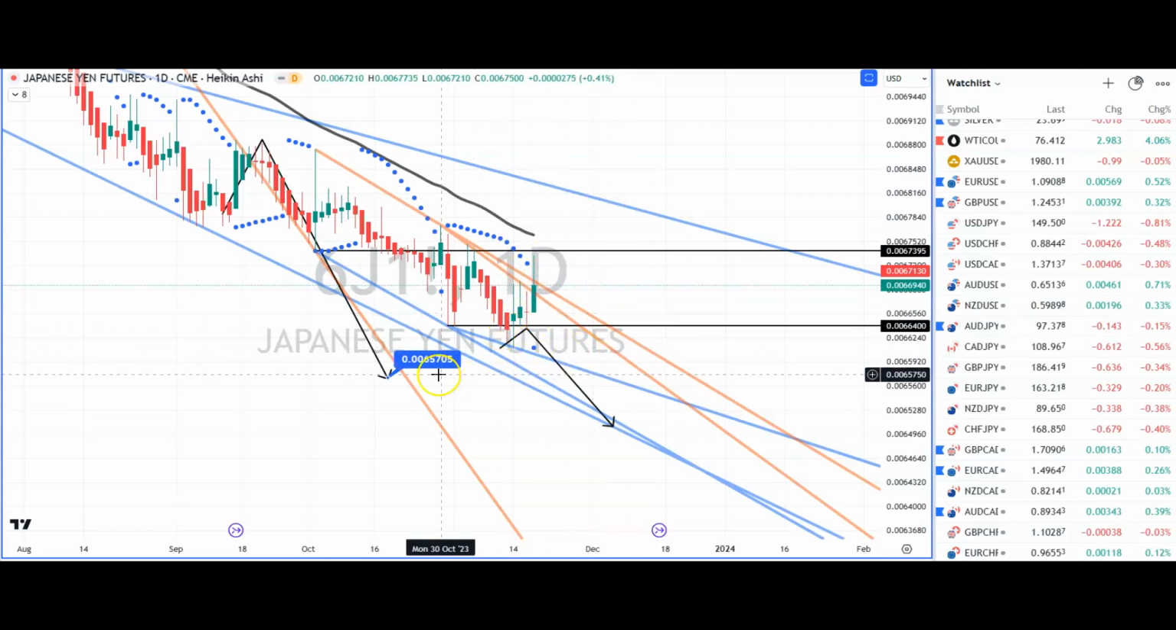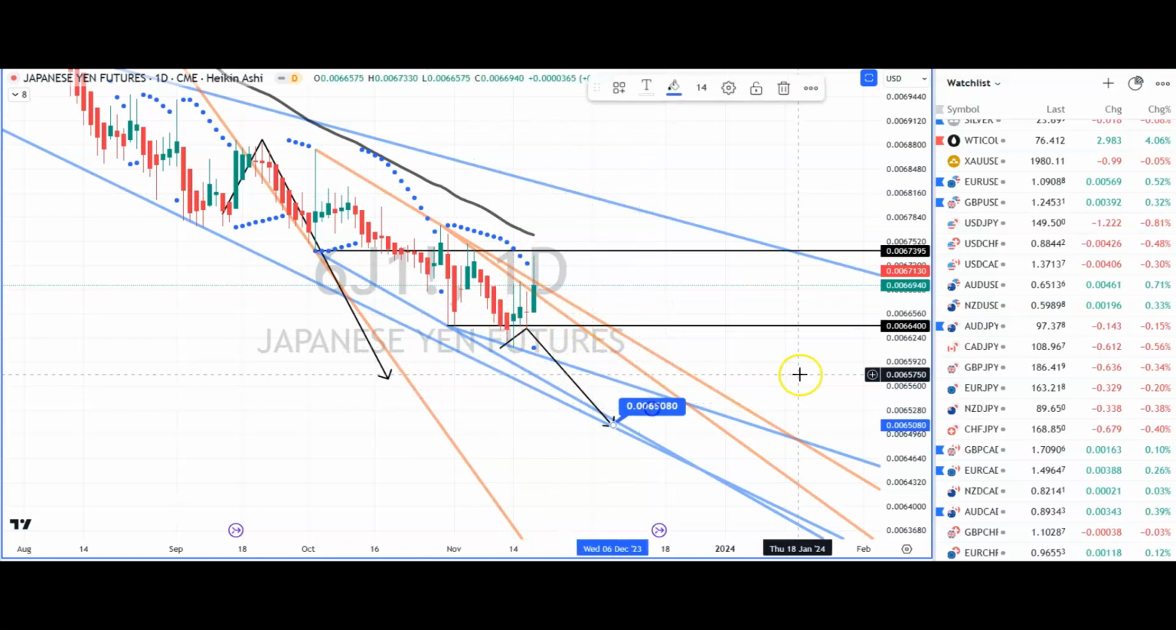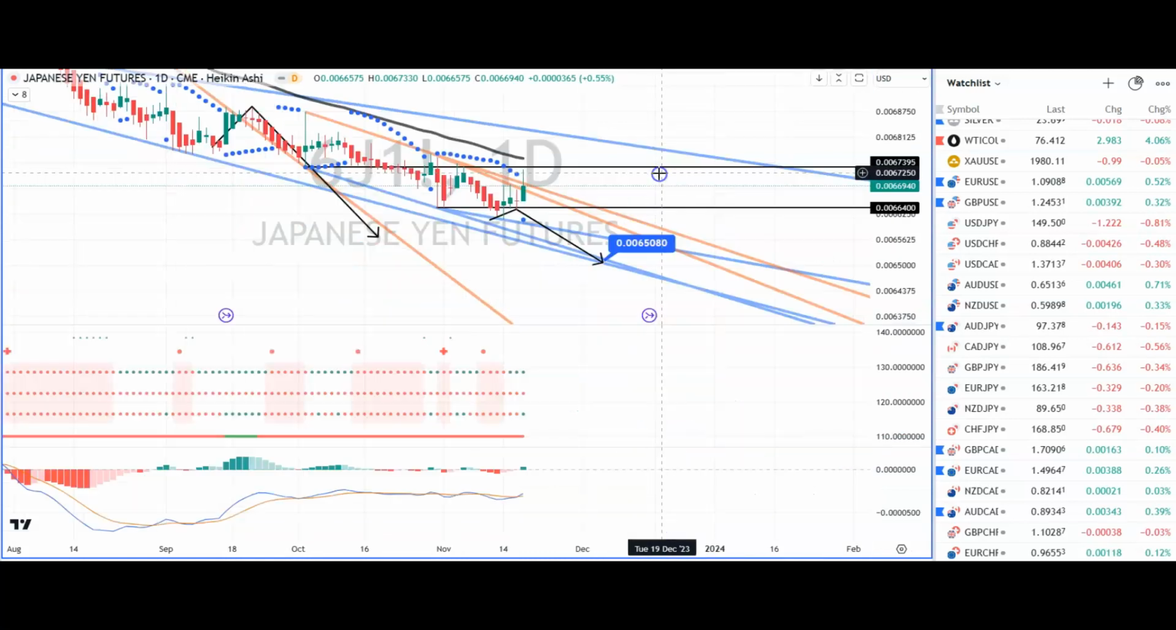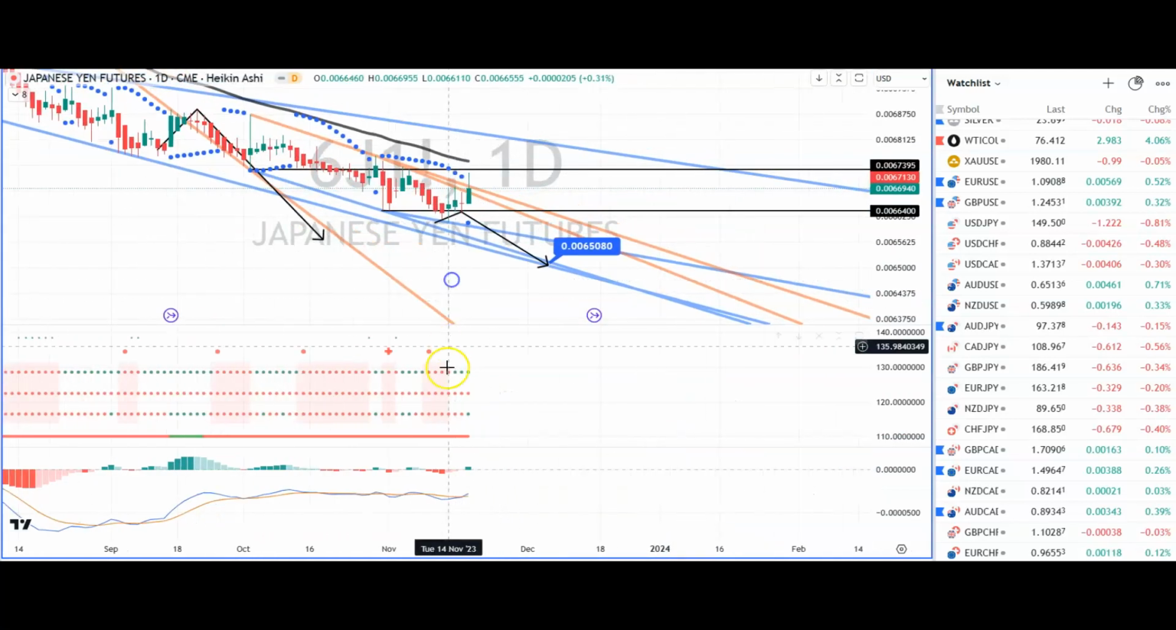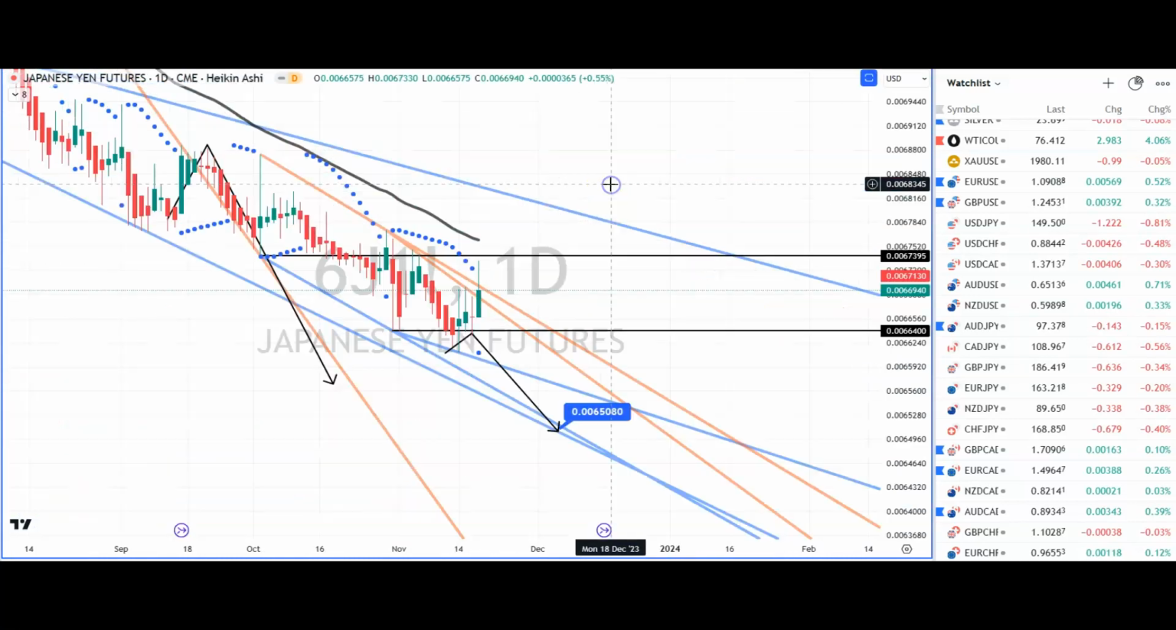More than likely heading south. So my target is 65.08, but it's not parabolic. In other words, not all the sellers are in yet. The MACD is mixed, everything is mixed, so the yens are not my favorite trades for this week.